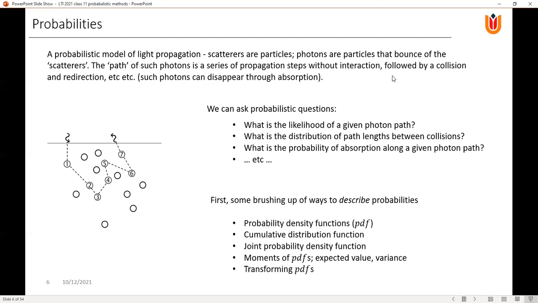need to be answered. But before we go to that, I want to brush up a little bit on the statistics. So probability density functions, cumulative distribution function. You can see the list here. So we're going to start with these probabilities.